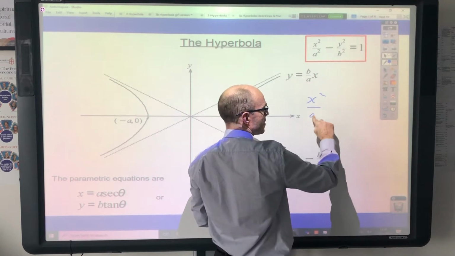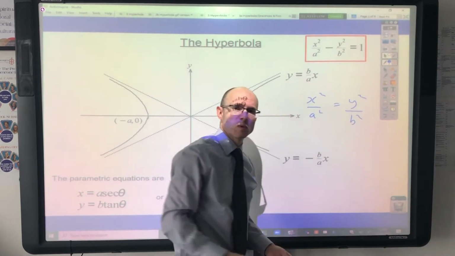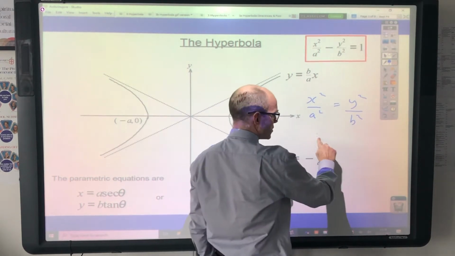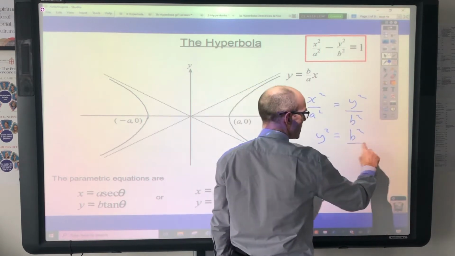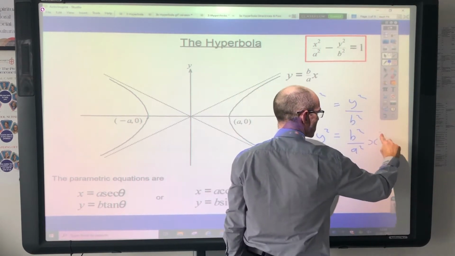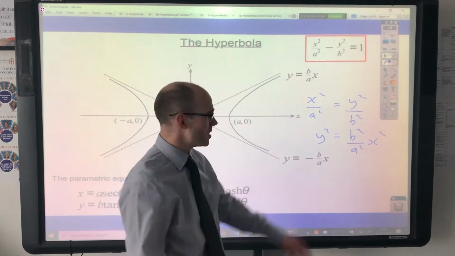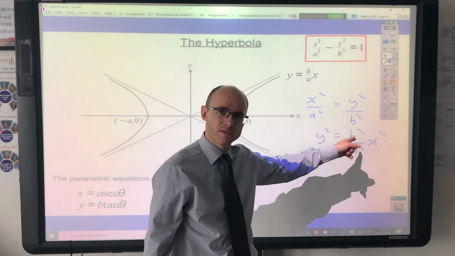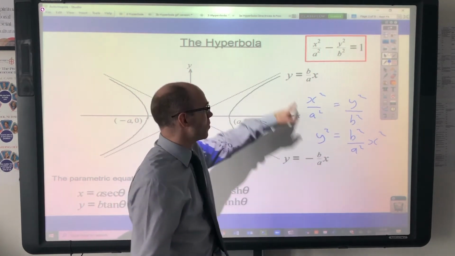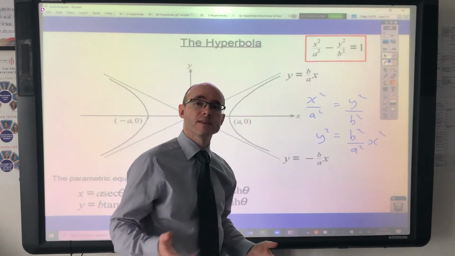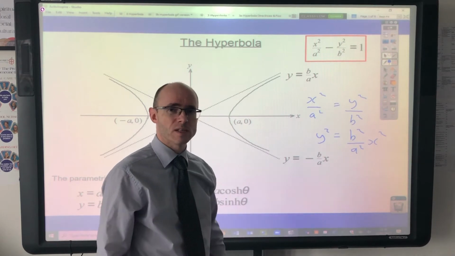x squared over a squared equals y squared over b squared. Okay? And then I'm just going to rearrange it, make y squared the subject. So put the b squared over there. So you have b squared over a squared times x squared. Can you see what we're going to do next? Square root both sides, and you'll have y equals positive or negative b over a x. Hence, y equals negative b over a x, y equals positive b over a x. That is how the curve behaves as x and y tend towards infinity.